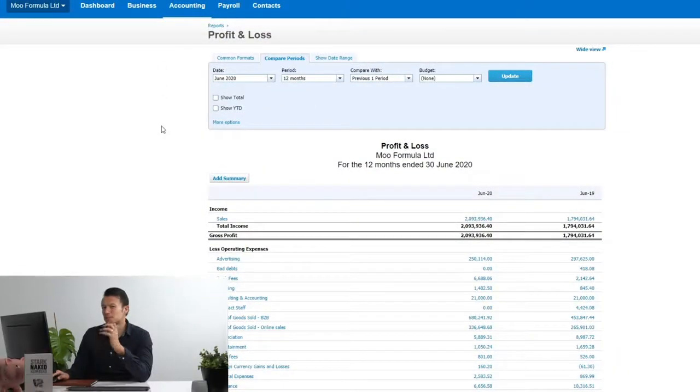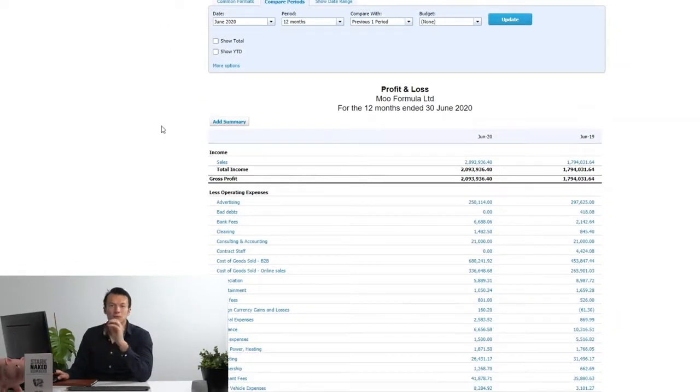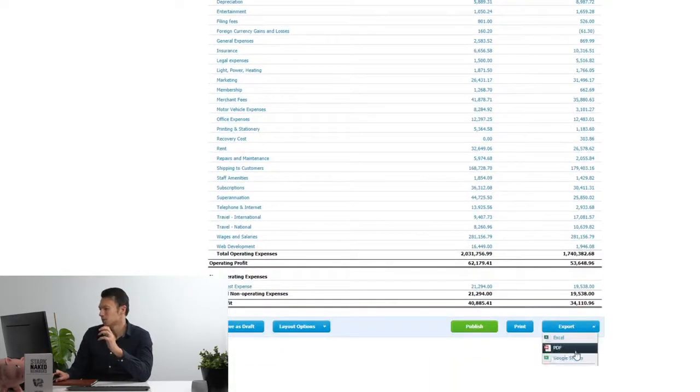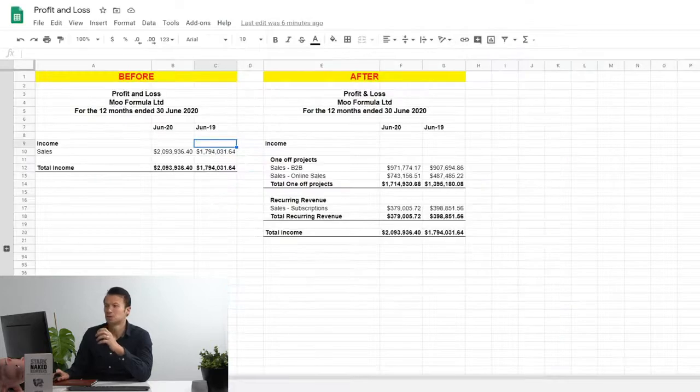What we have here is a simple profit and loss statement for Move Formula, our case study business for this course. Now currently, this P&L doesn't tell us much of a story. So we have some work to do to restructure the chart of accounts. What I'm going to do is export this P&L into Google Sheets, where it's easier for me to show my point. Okay, let's start with revenue.